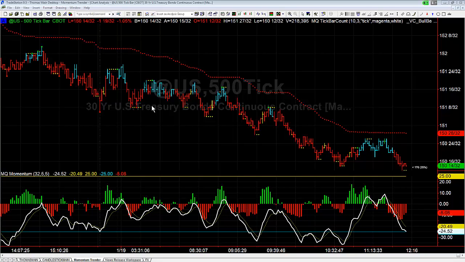But the market I want to take a look at today is going to be bonds and what's happening with bonds, and most specifically the intraday trend in bonds. My favorite time frame, you've probably heard me say this before, my favorite time frame for trading 30-year bonds is a 500 tick chart because it shows intraday trends very, very easily. It makes them show up really well.